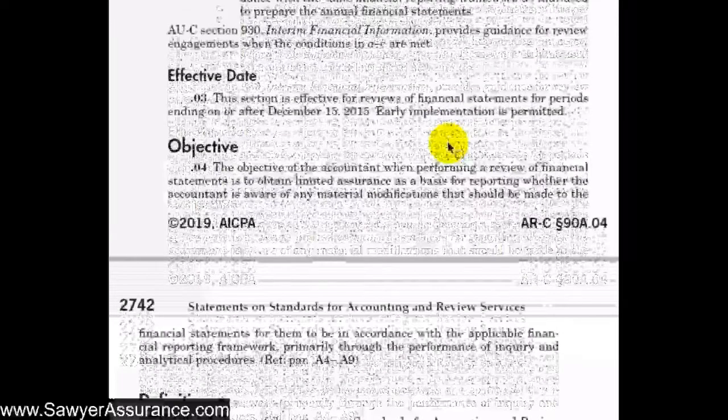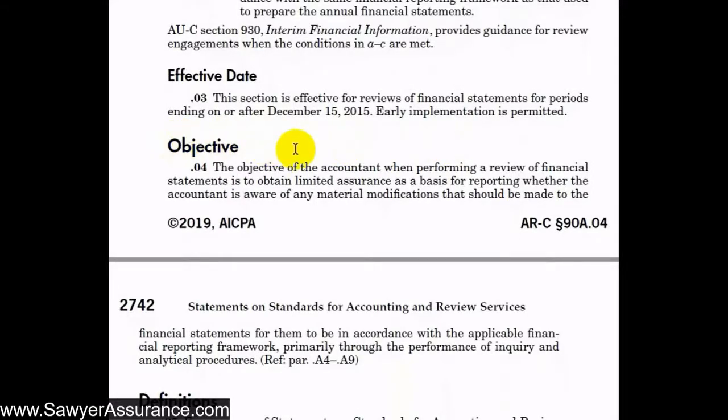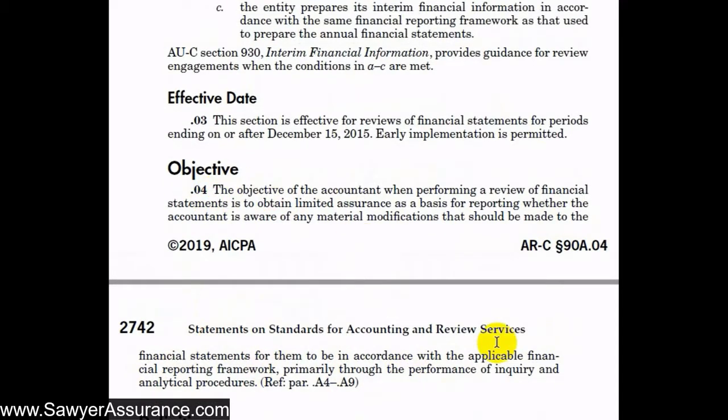The objective of performing a financial statement review under ARC Section 90A is to obtain limited assurance as a basis for reporting whether the accountant is aware of any material modifications that should be made to the financial statements for them to be in accordance with the applicable financial reporting framework, primarily through the performance of inquiry and analytical procedures. Throughout the next several videos, we will go through the requirements that the section suggests in order for us to meet this objective, and we'll gain more understanding of what each of these terms means and how much assurance, limited assurance, means.